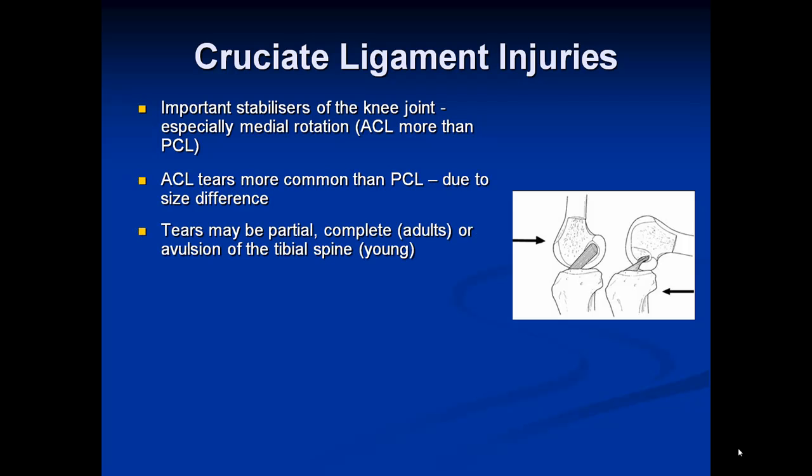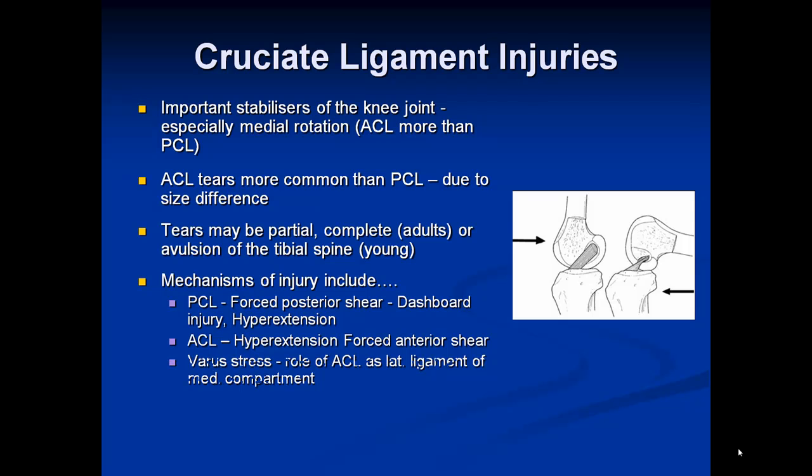So moving on from the collateral ligaments, let us now consider the cruciate ligaments. The cruciate ligaments are important stabilisers of the knee joint, especially when the knee is put into medial rotation. This indicates the ACL rather more than the PCL. ACL tears are far more common than PCL due to the difference in size. Tears of these two ligaments may be partial or complete in adults, while in young teenagers, tears may occur, but these will involve an avulsion of the tibial spine.